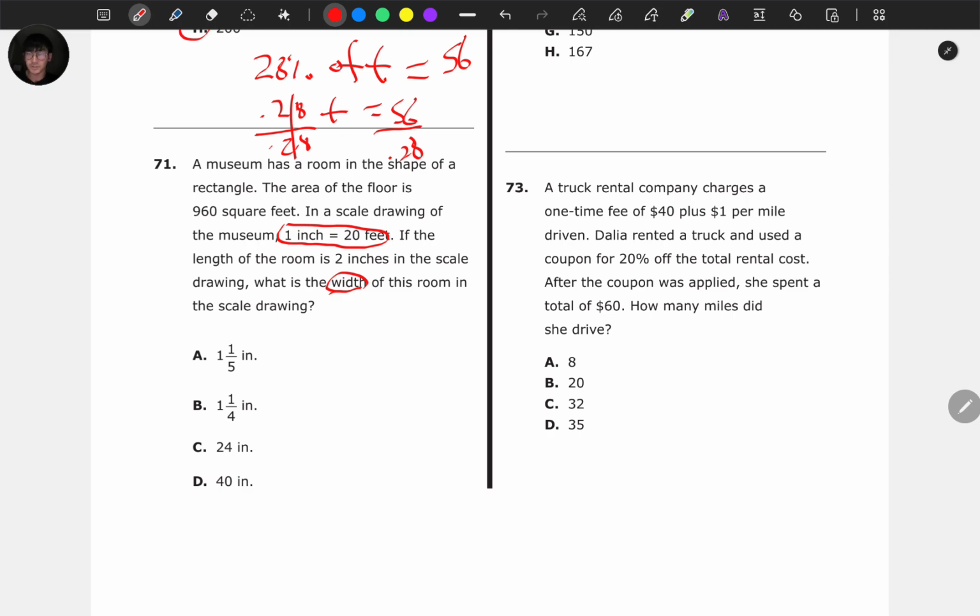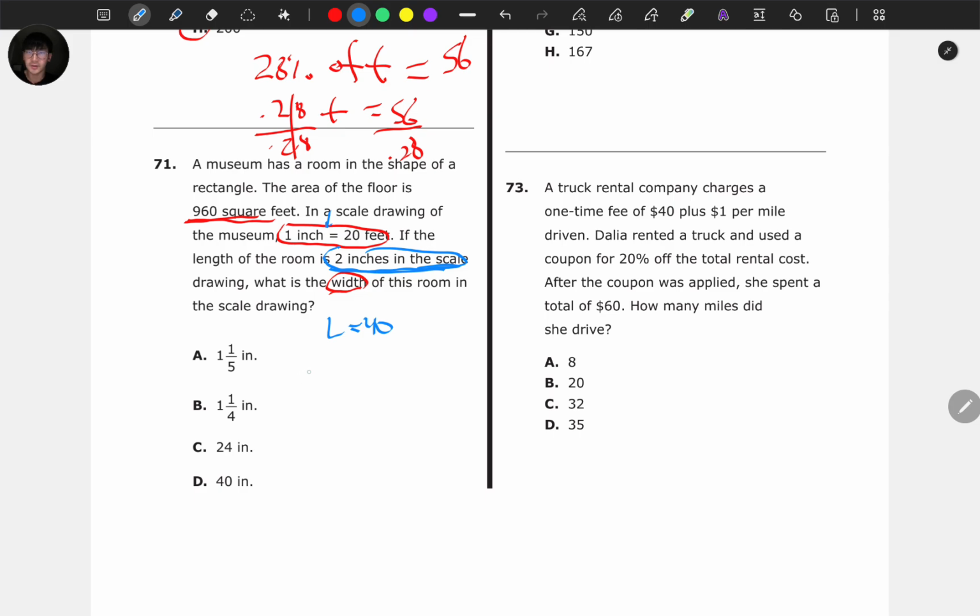Okay, so they gave us the area already of the actual museum, 960 square feet. If the length of the room, they didn't give that to us, they only gave it to us in the scale form, 2 inches. So that means that I should convert the 2 inches using this rule to get the actual length. Well, 1 inch is 20 feet, so that means 2 inches is twice that, so that would be 40 feet. So L is equal to 40.